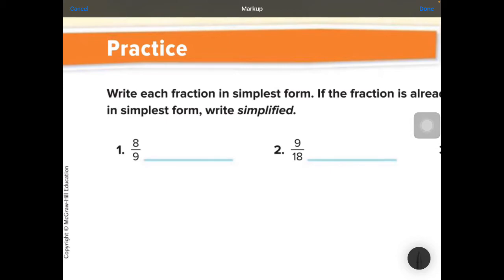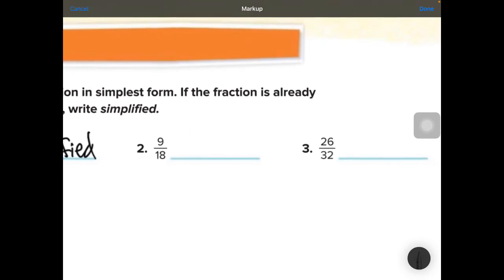Let's begin. Number 1, 8 over 9. Well, can 2, 3, 5, or 7 go into that? Nope. Then we can write this word. Number 2, 9 over 18.